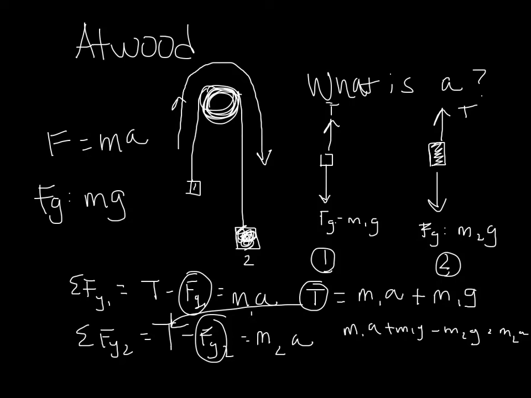If we were to rearrange this and solve for a, so use your algebraic skills, you would find that m2 minus m1 times gravity all over m1 plus m2 would be your equation for the acceleration of those blocks. So the acceleration of those blocks is equal to the mass of the second block minus the mass of the first block, that full term multiplied by gravity, divided by the mass of block 1 plus the mass of block 2.